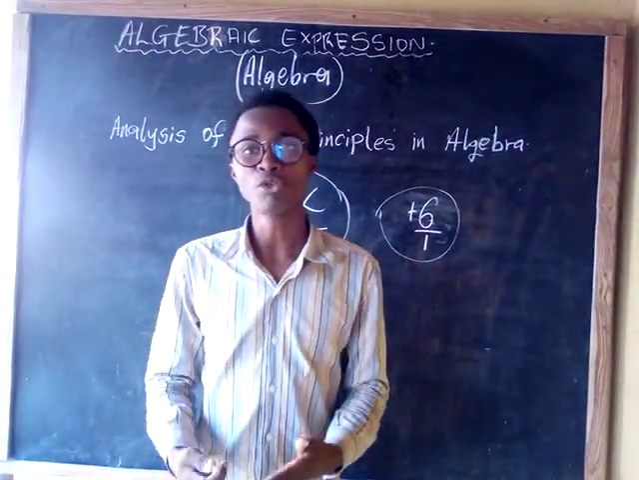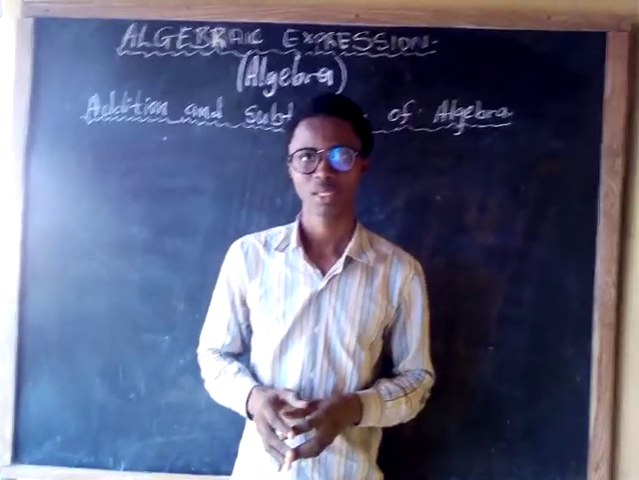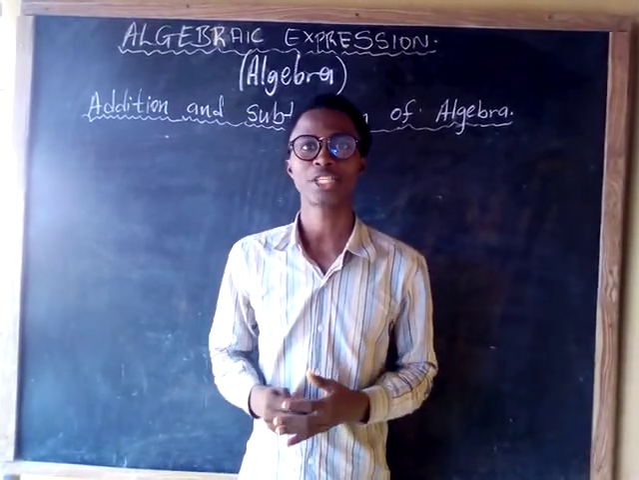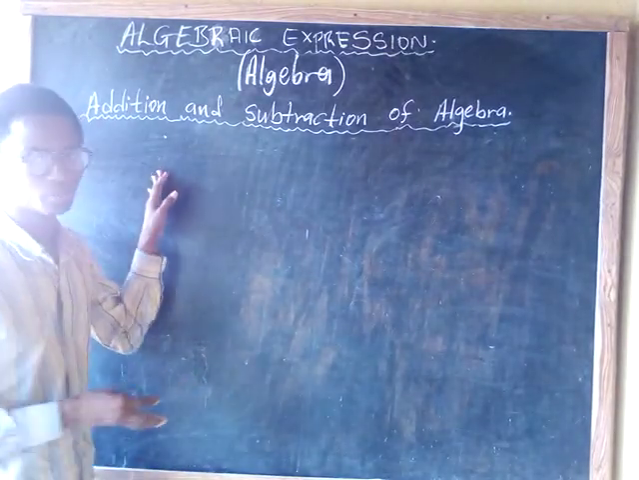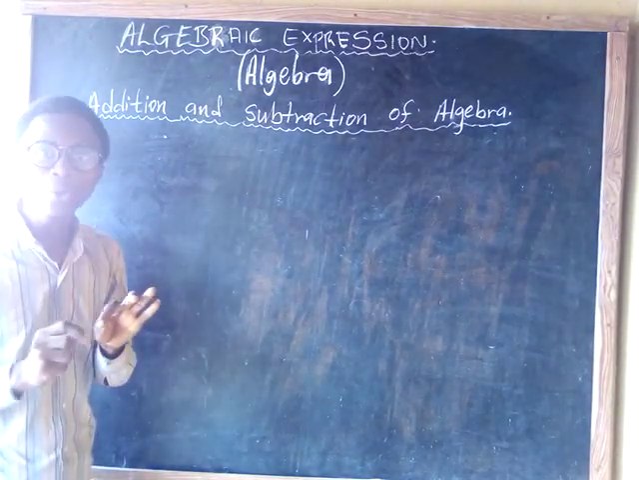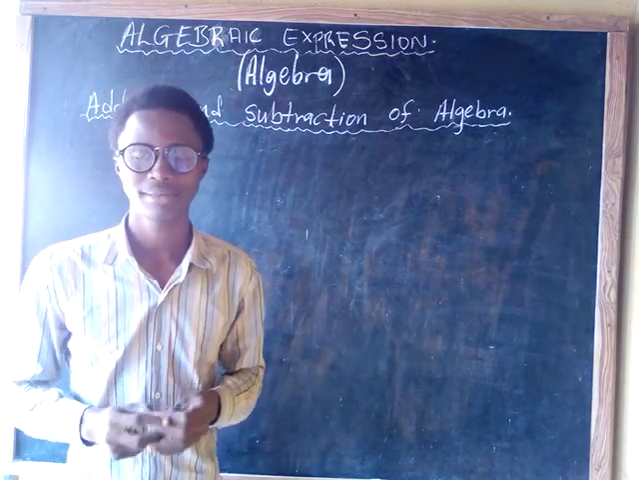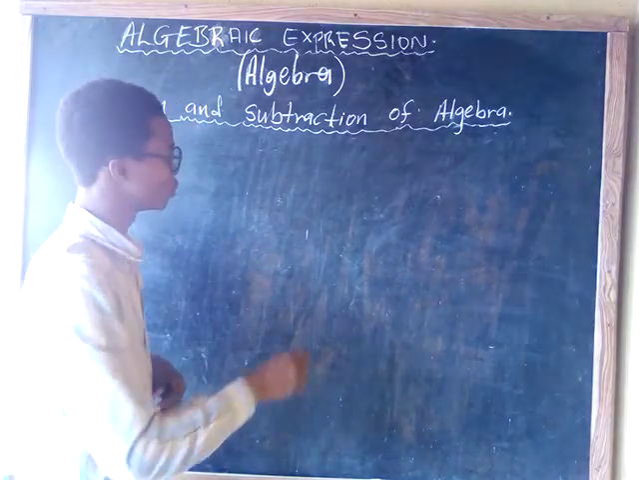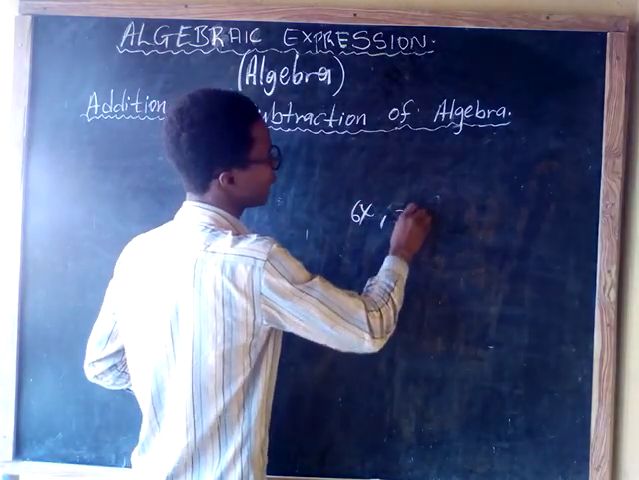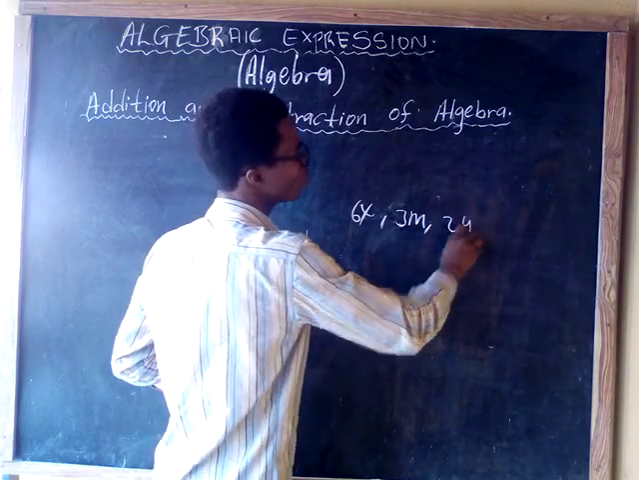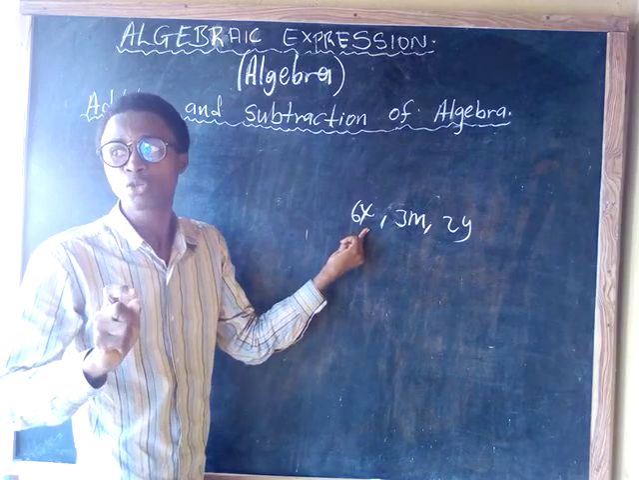So now we move to addition and subtraction of algebra. In addition and subtraction of algebra, what you are supposed to first note is that a number always appears before a letter, especially if they are combined together. For example, you say 6x, 3m, 2y. You see? So always a number first appears before a letter. So this is what you must first note.